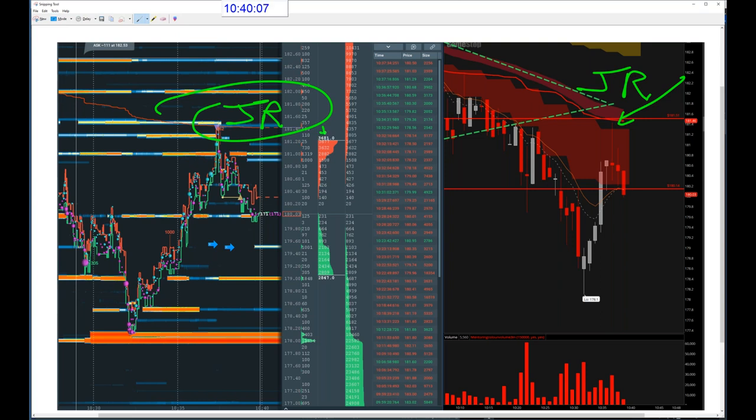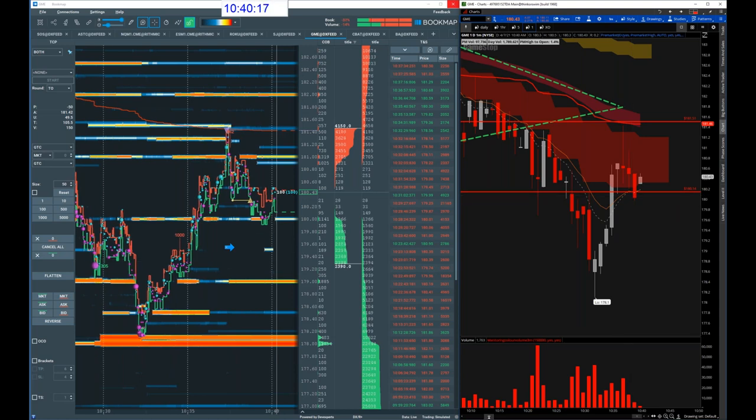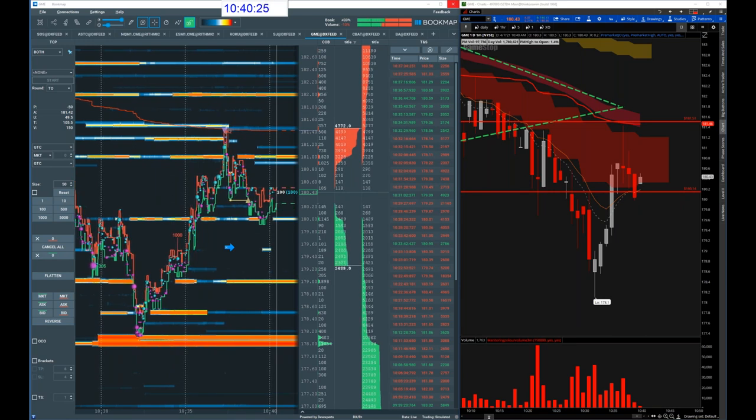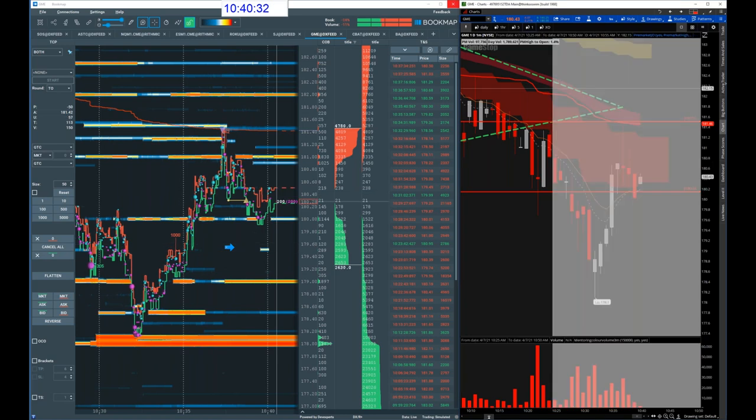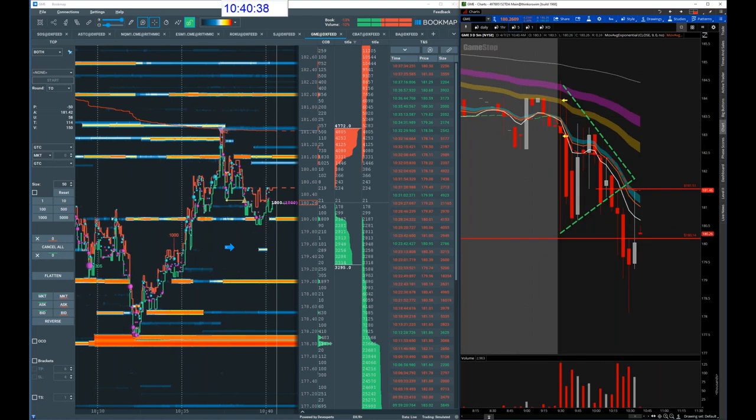Now I see over here what? More sellers than buyers. So this tells me we have potential to unwind. We have to break this 180, okay? Always the whole round number. CSJ, if we have something.